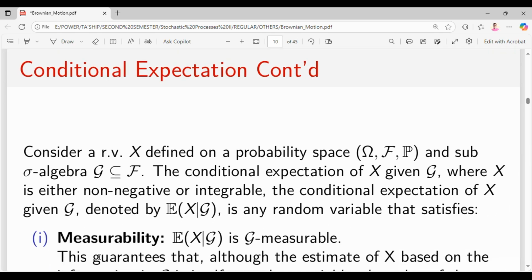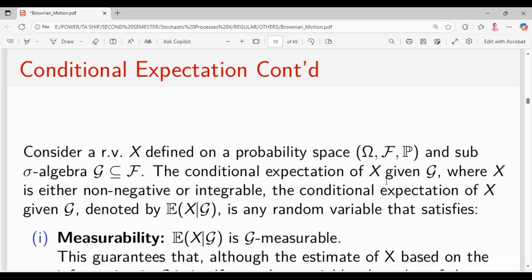So in conditional expectation, let's say that we have a random variable X defined on the probability space omega, sigma algebra F, and the probability measure P, and a sigma algebra G, which is a sub-sigma algebra of the sigma algebra F.